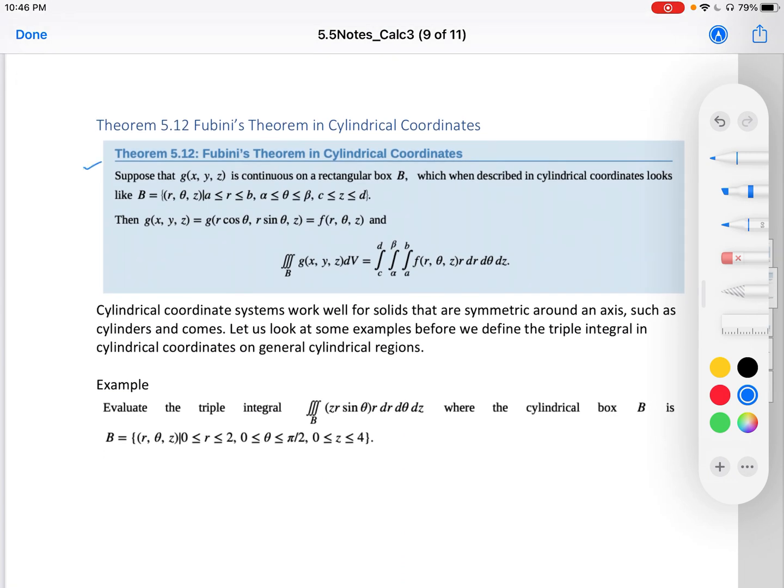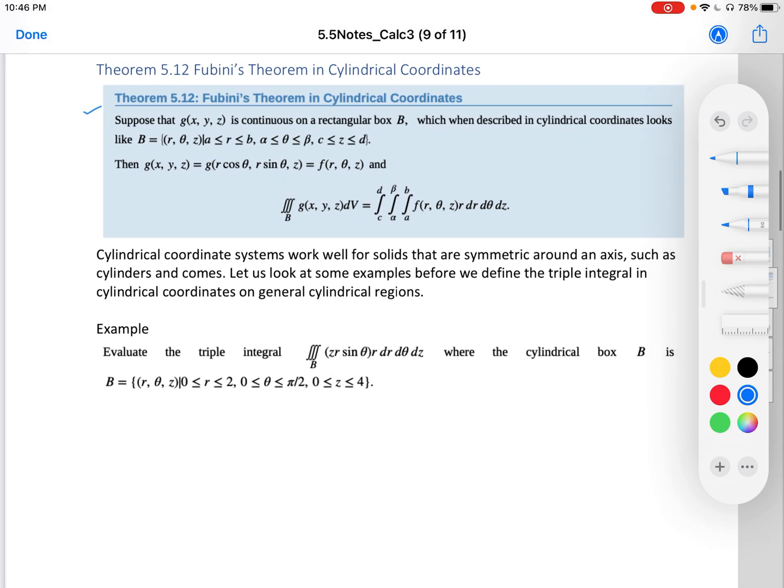Honestly, it's just as we said before. Suppose that g of x, y, z is continuous on rectangular box B, which described in cylindrical coordinates looks like B equals the set of (r, theta, z) with a less than or equal to r less than or equal to b, alpha less than or equal to theta less than or equal to beta, and c less than or equal to z less than or equal to d. Then g of x, y, z equals g of r cosine theta, r sine theta, z, which is our f of r, theta, z. So all it's saying is that we're able to perform this triple integral.